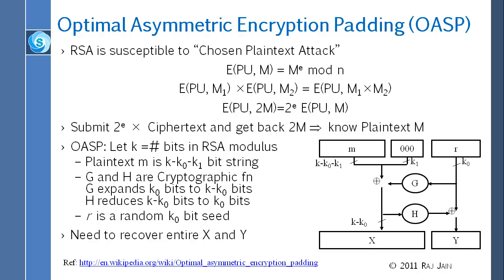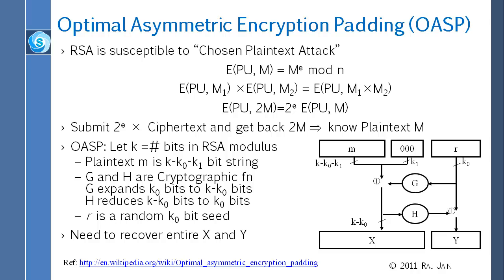You concatenate these two numbers, and you have two functions g and h, which are one-way hash functions. In g, if you give k naught bits, you get k minus k naught bits. In h, if you give it k minus k naught bits, you get k naught bits out. So there are two functions, g and h. One increases the bits, one decreases the bits.